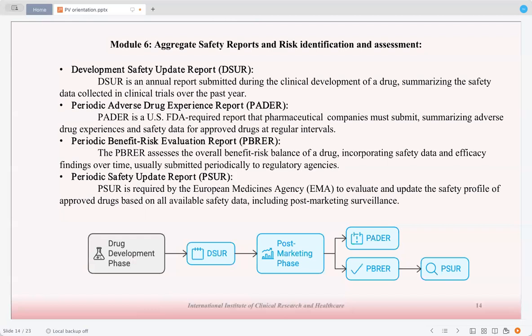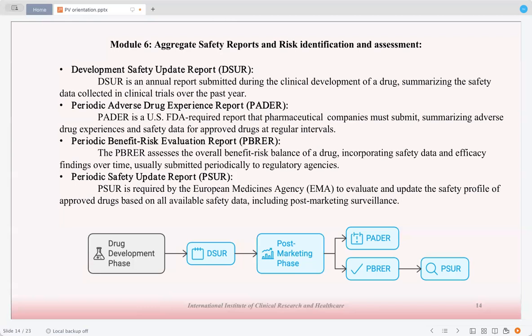The next module is aggregate safety reports and risk identification and assessment. In the drug development phase, there will be the DSUR, that is the Development Safety Update Report. Then the periodic adverse drug experience report, PADER. This is a US FDA required report. The pharmaceutical companies need to submit the report summarizing adverse drug experience and safety data for approved drugs at regular intervals.